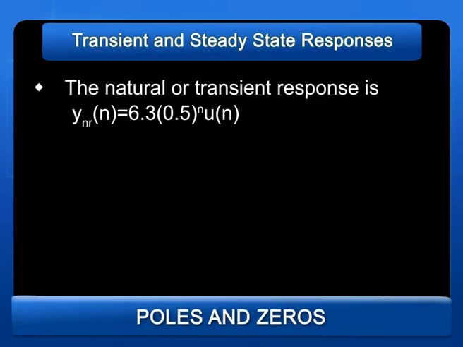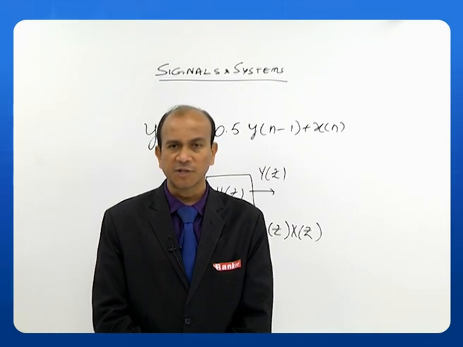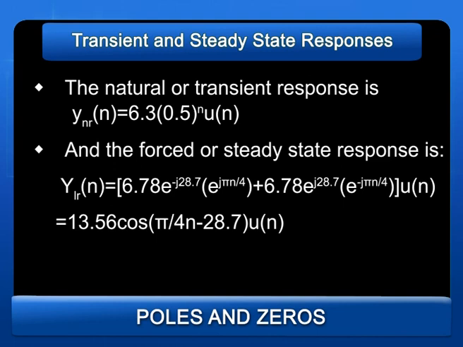If you look at this, the natural response is given by y_nr of n is equal to the first term, that is 6.3 multiplied by 0.5 to the power of n, u of n. This is the natural response. So if you look at the figure, it is the natural response which we are talking about. Then comes your forced or steady state response. So what is the forced response, the steady state response?